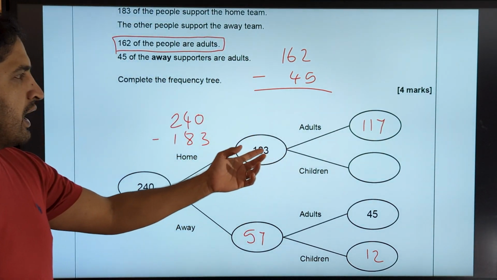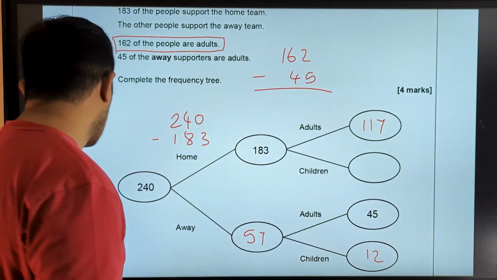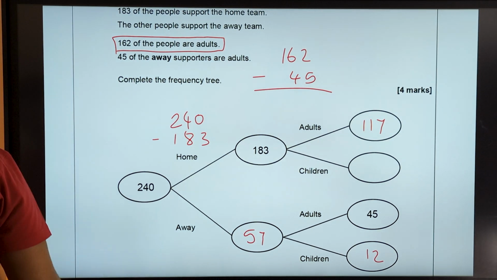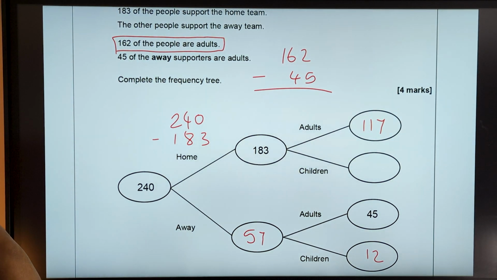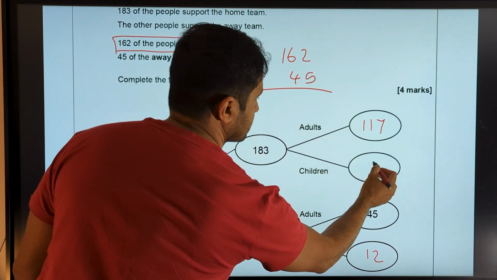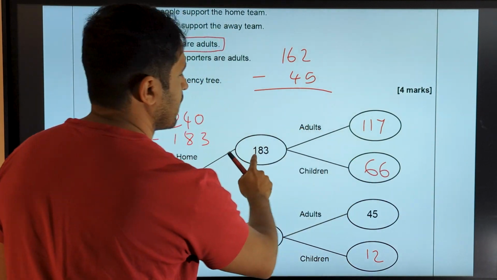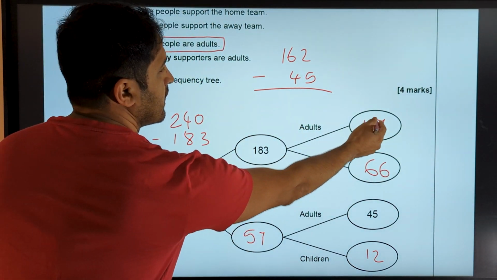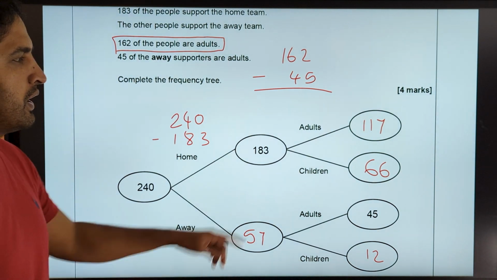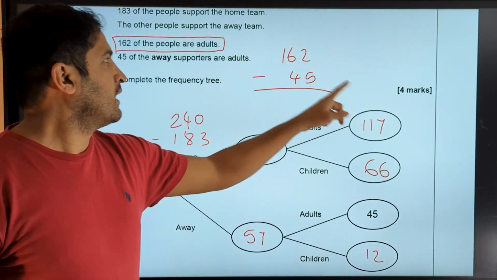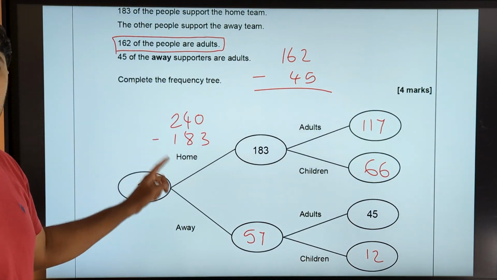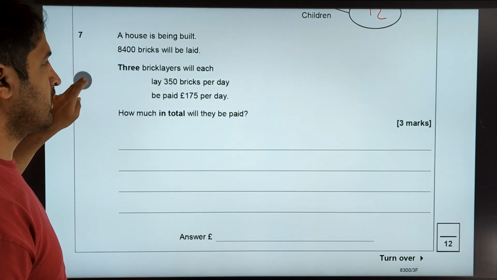So once you get that 117, you can work out how many children are there for that part. Those children should be 66, because we're doing 183 take away 117. So when you add those 4 numbers up, they should add up to 240 altogether. So that's again a 3 mark question.